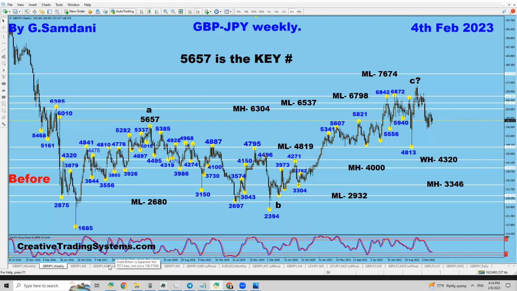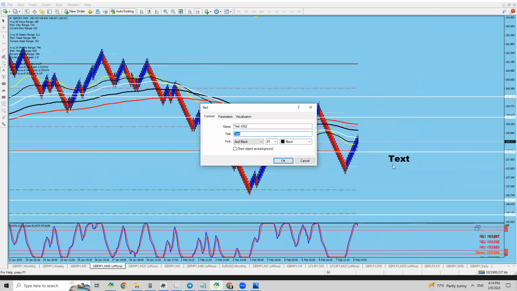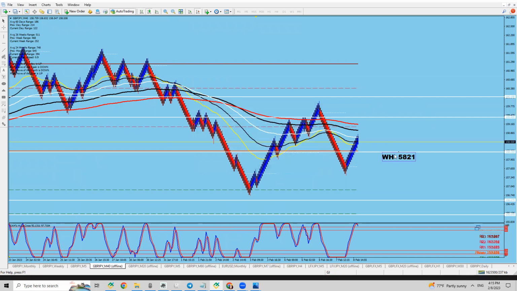So we go down to the 40-minute chart, and remember this number 58.21. So you draw that number 58.21. Where is that 58.21? It is right there. So write down that number, the weekly high, 58.21. As of now, this is the most important number. If we stay above, we can go up. If we go down, we go down.